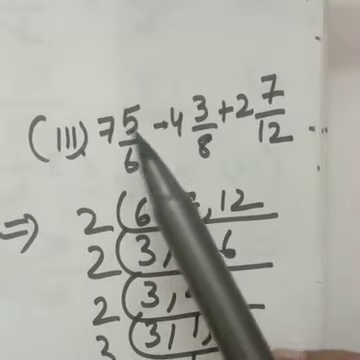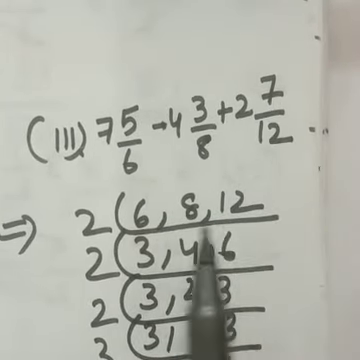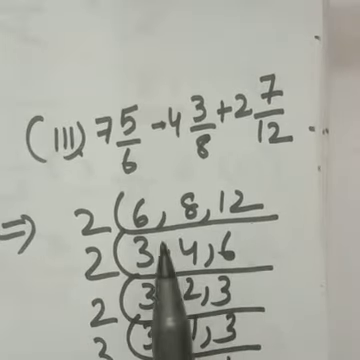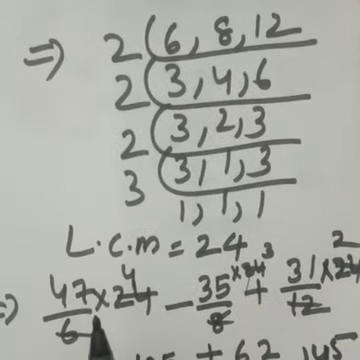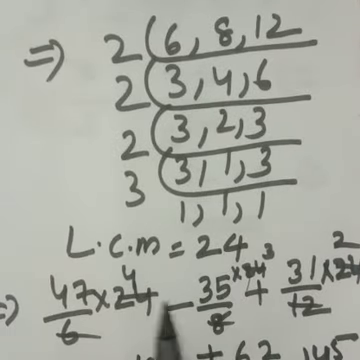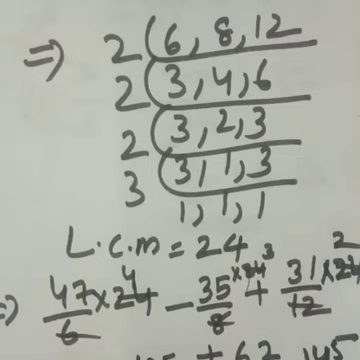Next, 7 and 5 by 6 minus 4 and 3 by 8 plus 2 and 7 by 12. 6, 8, 12, the LCM you will get is 24. After getting the LCM you have to multiply each fraction with the LCM. Okay, you will get 145 divided by 24, dividing you will get 6 and 1 by 24.